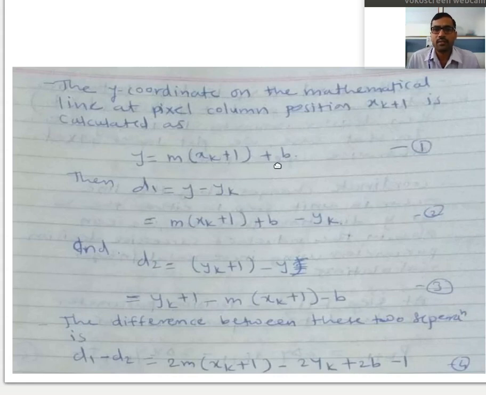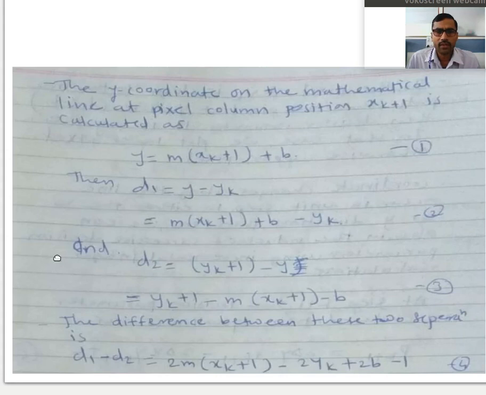So this is our basic equation, the line in slope intercept form, that is y is equal to mx plus b, where b is the intercept. Here the column xk plus 1 is available, so we put xk plus 1 instead of x. Then d1 becomes y minus yk, and putting in the value of y, we find equation number 2, and d2 becomes yk plus 1 minus y.